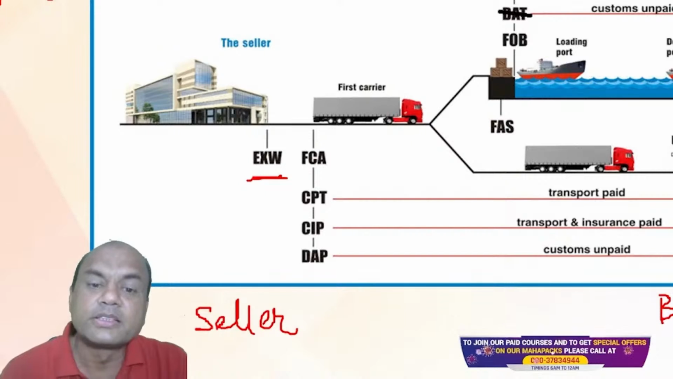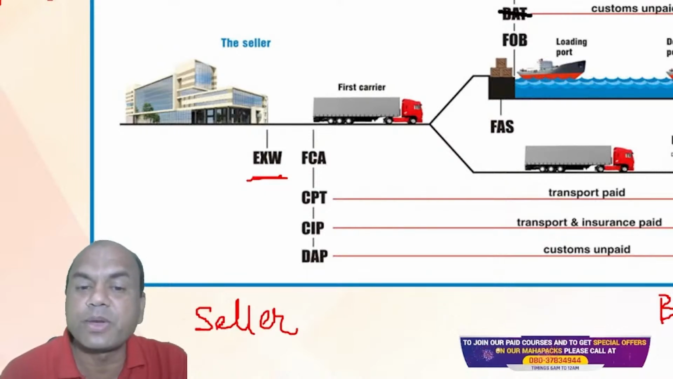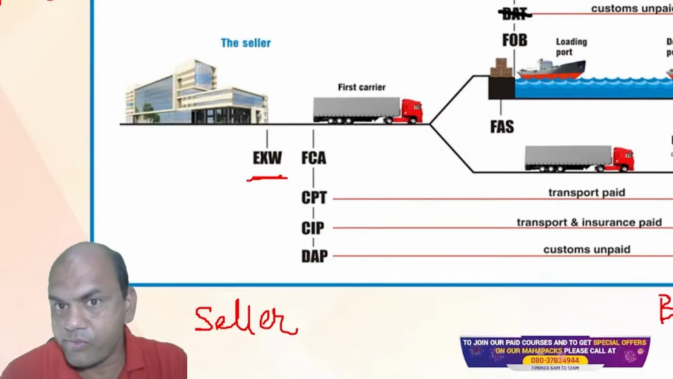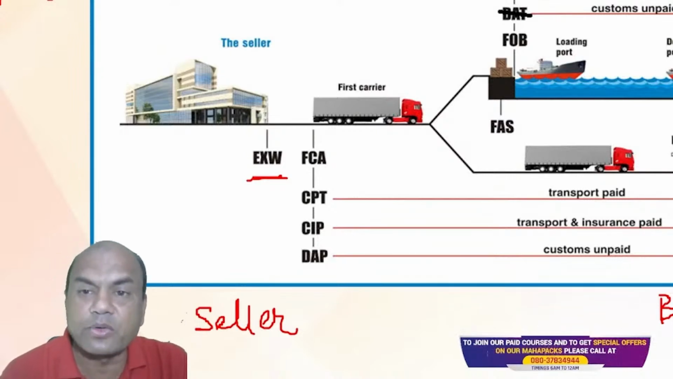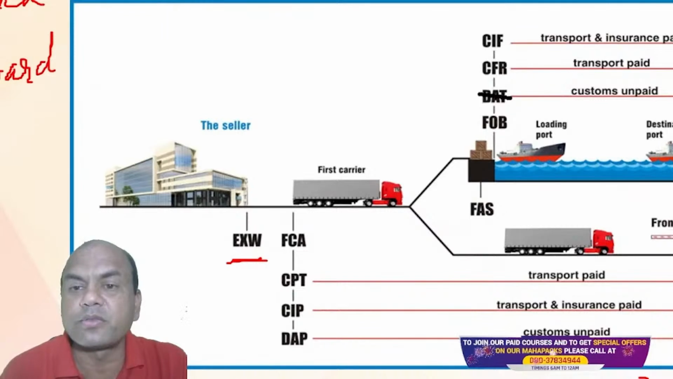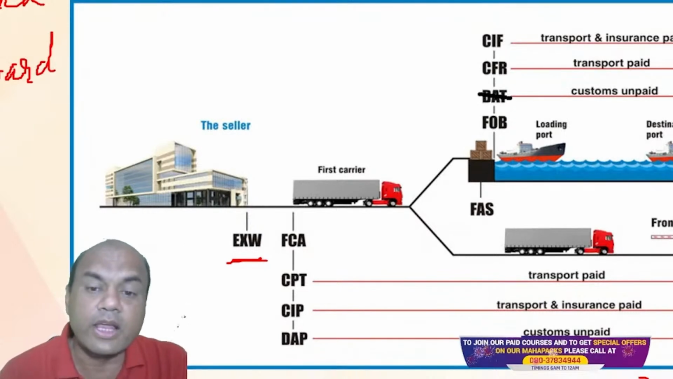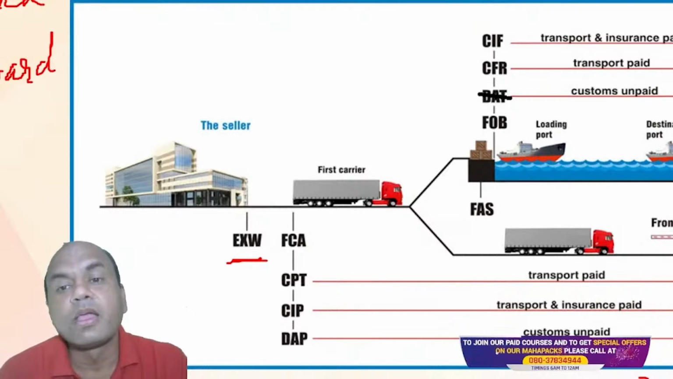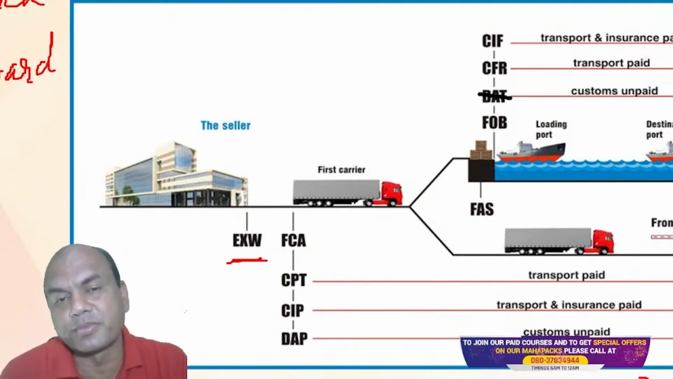Similarly, CPT, carriage paid to. This carriage paid to is same as CFR, cost and freight. CPT and CFR, same. Only CPT is related to road or air also. For road you will say this, but what about airways? What about railway? Anything other than ship.